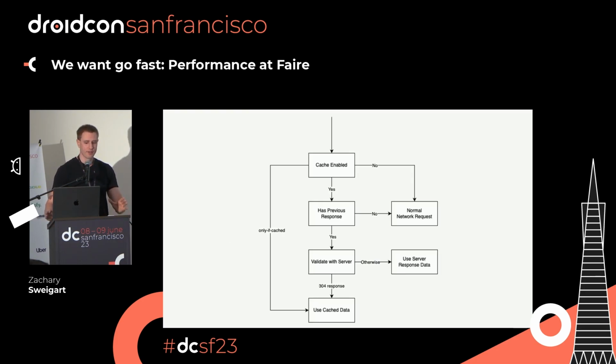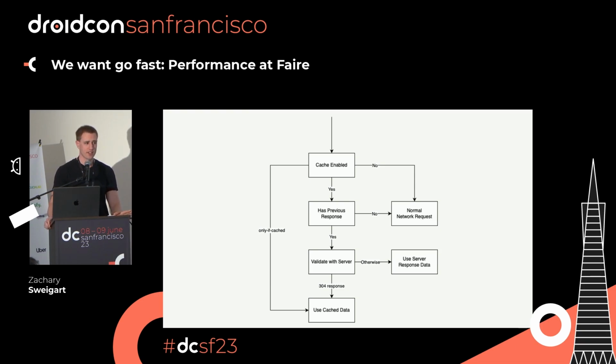What this looks like in kind of a flow is you make your network request. If the cache isn't enabled, then you just make a normal request. If it is enabled, then you look for a previous response. If there's no previous response, again, just normal request. If there is a previous response, then we want to validate that with the server. And depending on our cache control or our conditional header, we may get like a 304 response, which would say, hey, use the cache data that you have. Otherwise, it'll just be like a normal network request. And you can see that outside branching path for the only if cached, where if the cache is enabled, we just grab something from the cache or we error out.